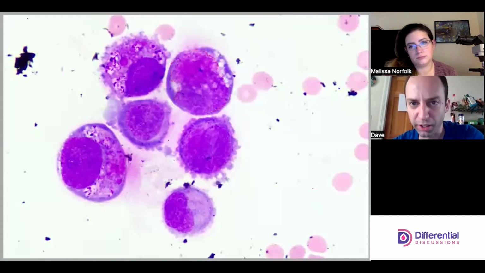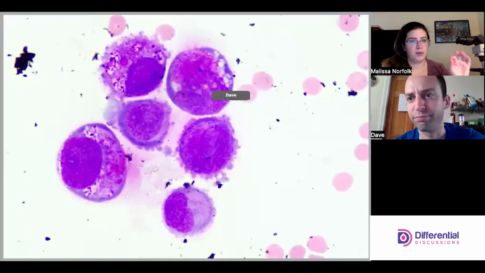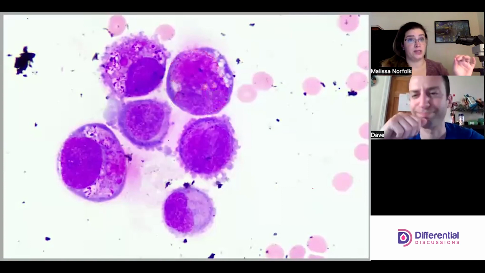We also have these weird vacuoles. We have deep basophilia, lots of color there, and then we have these spots in our nuclei. Sure, basophilia, we're talking about the cytoplasm.